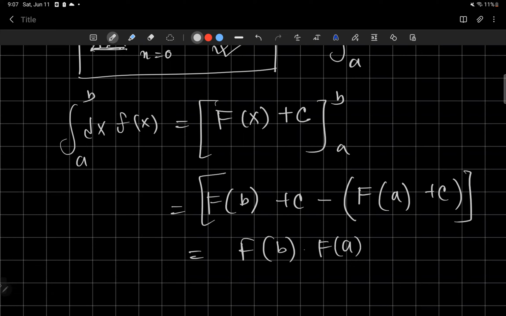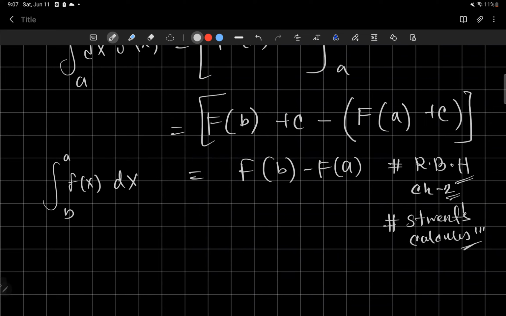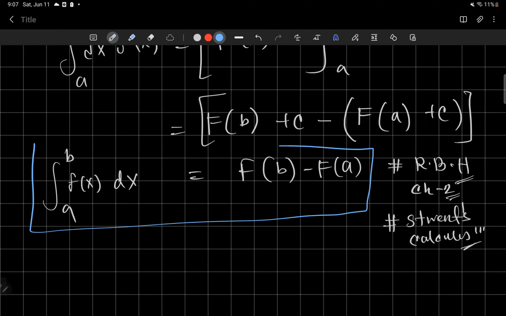If you want a detailed proof of it, I suggest you check this in the Riley-Hobson-Bence book that I gave you, in chapter 2. It's called Preliminary Calculus. There's a detailed proof of it. And if someone wants a more mathematically detailed proof, then they should go for Stewart's Calculus. There's a detailed proof of all these things. So the punchline is that if you have a definite integral like this, you evaluate it like this. Okay.